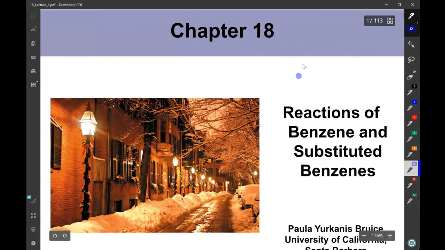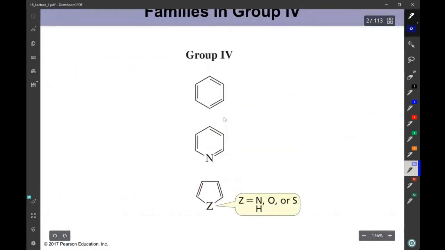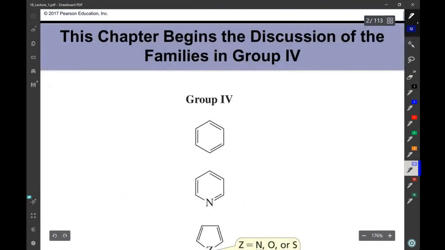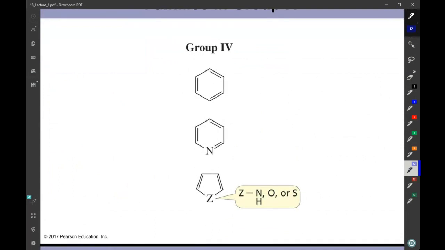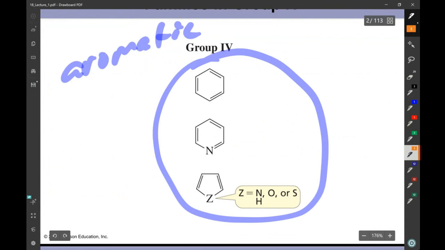Chapter 18, we're looking at the reactions of benzene. The last slide of chapter 8 is actually the first slide of chapter 18. So that's why I decided to move straight to chapter 18. So we'll be looking at the reactions of benzene. And like I said, these aromatic compounds, we group them in a big family. That's the big family in which we group them.